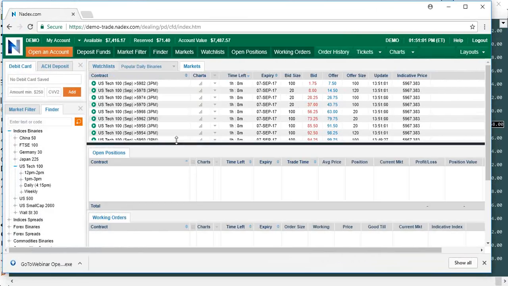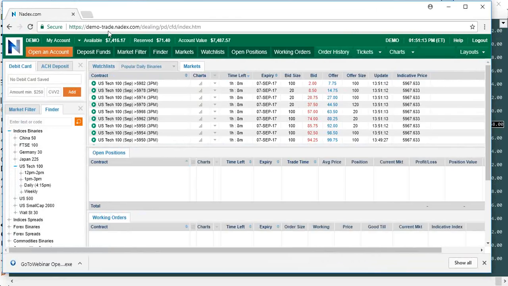So what do we see right here? We have open positions, right? And we have working orders. Okay. So this is a demo platform. This is not a trade recommendation. I'm not calling out a trade. This is strictly for educational purposes to show you entering and exiting orders. All right, everybody understand that?